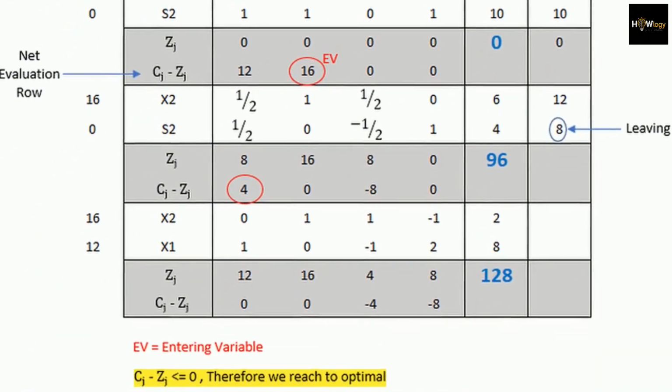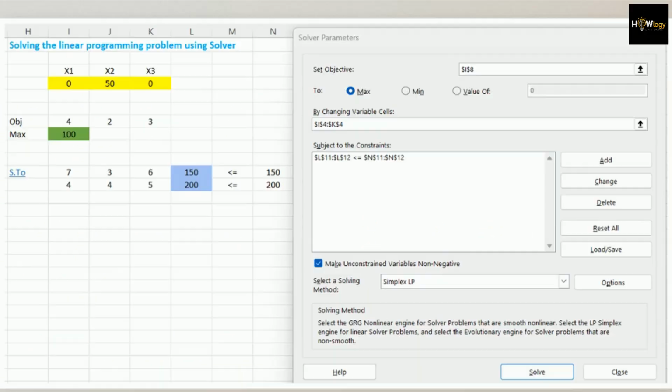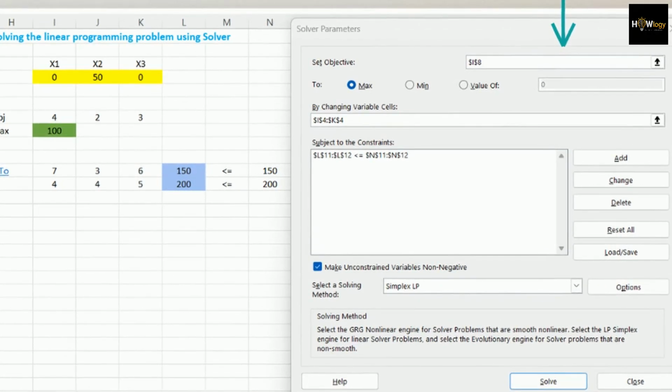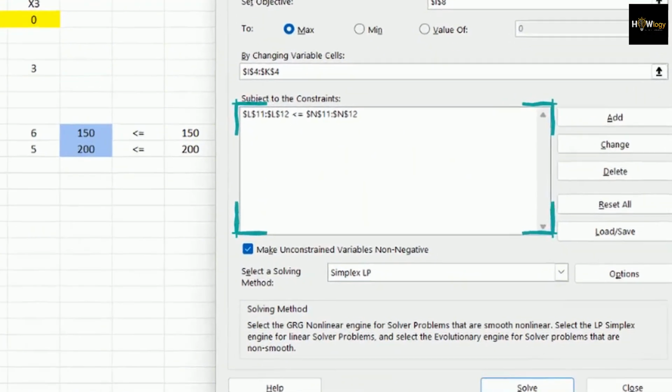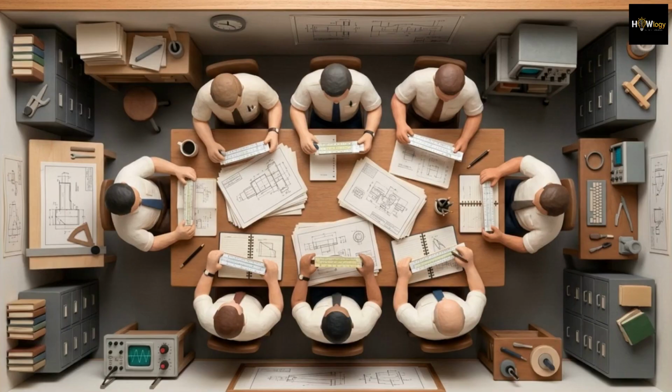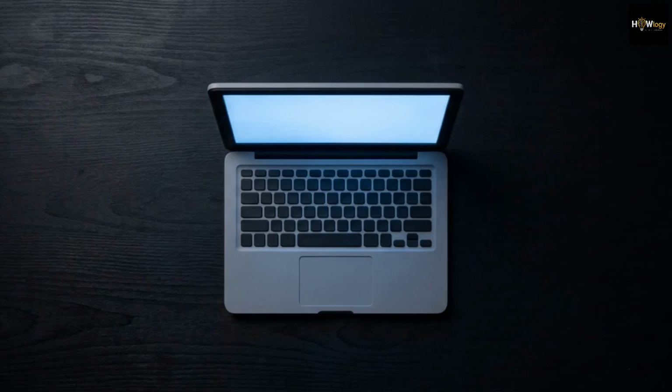optimal solution is proven. Today, no one calculates these matrices by hand. This interface shows the solver tool operating directly within Excel. By pointing the set objective field to your profit cell and mapping limits into the constraints box, the software automates the entire method in milliseconds. Complex constraint mathematics used to require a room full of statisticians. Now, that optimization engine sits quietly on nearly every standard office computer in the world.